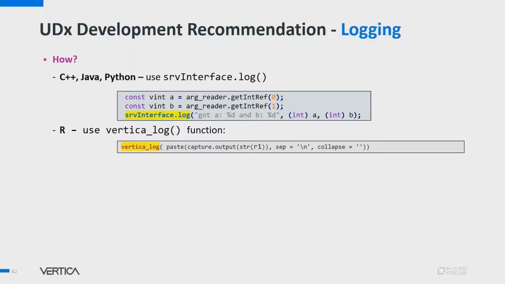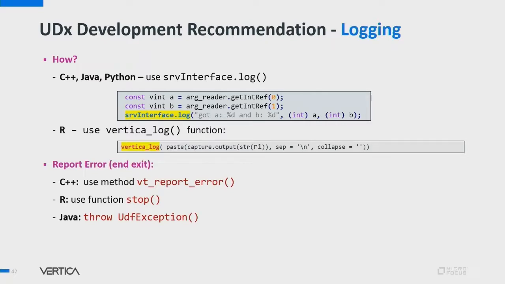In case of R, you can use vertica_log function, and you can prepare the statement up front and then pass it to that function just to log it. Additionally, you may have a situation that, for example, you're passing incorrect arguments or incorrect parameters. Then you have an option to report an error and exit with non-zero status. So in C++, you can use vt_report_error. For R, you can use stop function. And in case of Java, you have to throw UDF exception.